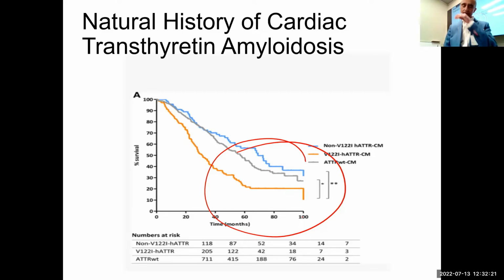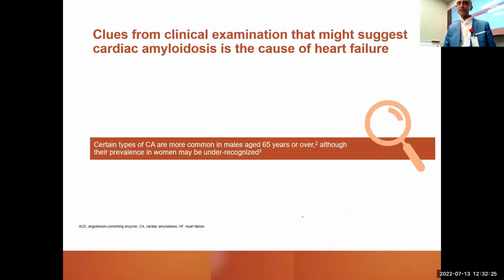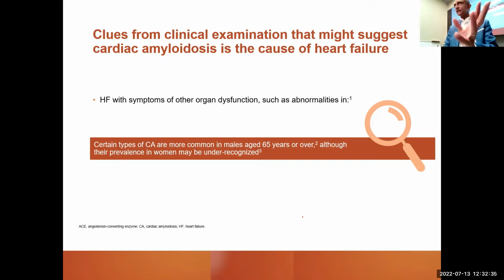So the mortality rate is very high for ATTR amyloid, and it becomes essential that we find these patients and get them onto treatment very early. So as I said, what are the clues that will flag for us that we need to start thinking about amyloidosis? When you have heart failure with other organ involvement, that's one of the clues.